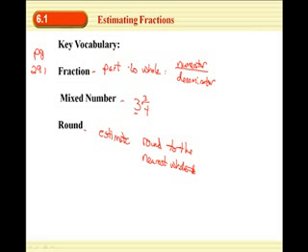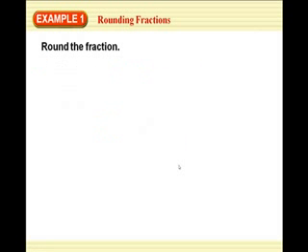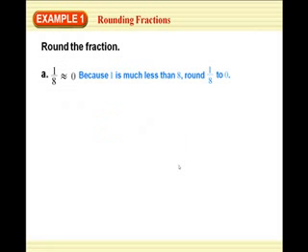All right, so let's take a look at what we're going to do, estimating fractions. Example number 1 says to round the fraction. So on A, 1/8. I kind of look at it like a candy bar. The top number of the fraction is how much of the candy bar you're going to get, and the bottom is how many pieces I'm going to cut it up into. So I'm going to cut a candy bar into 8 pieces and give you one of those 8 pieces. So when the numerator is small compared to the denominator, that would round to 0.